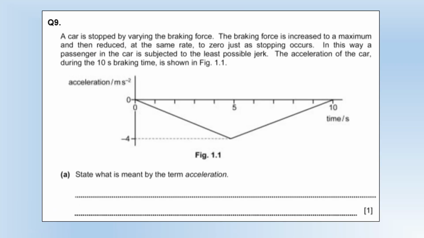Okay, so we've got a car that's stopped by varying the braking force. The braking force is increased to a maximum and then reduced at the same rate to 0 just as stopping occurs. In this way, a passenger in the car is subjected to the least possible jerk. The acceleration of the car during the 10 seconds is shown by the graph. So we've got a linear increase in magnitude of acceleration, and we've got a linear decrease as well.